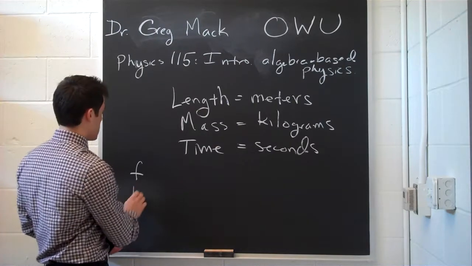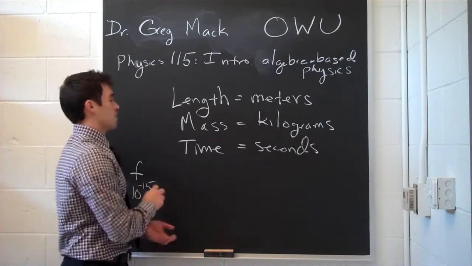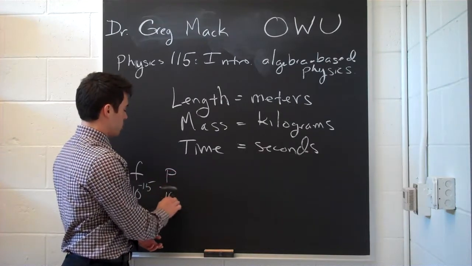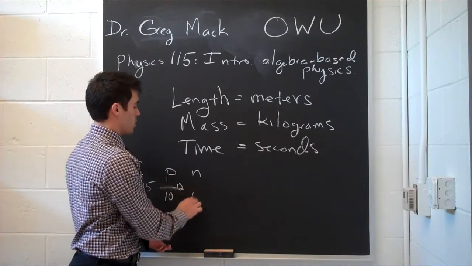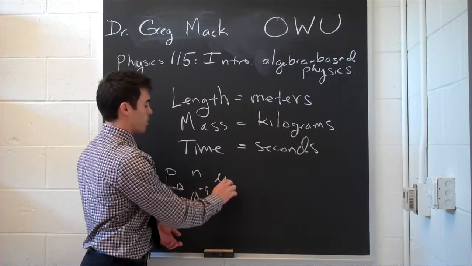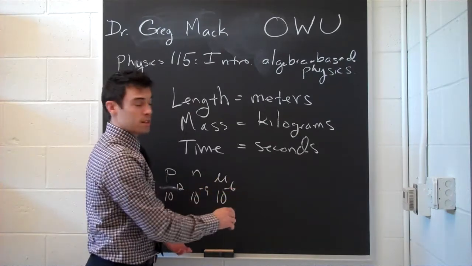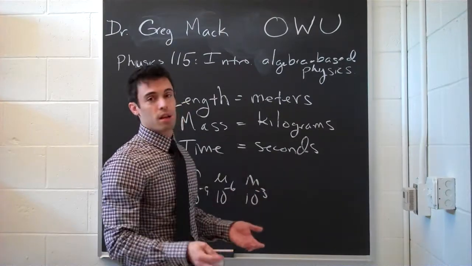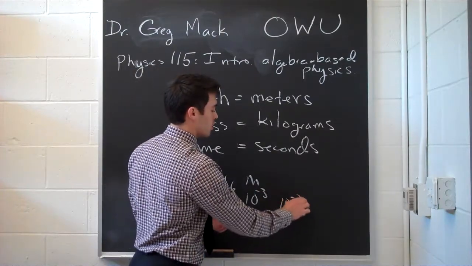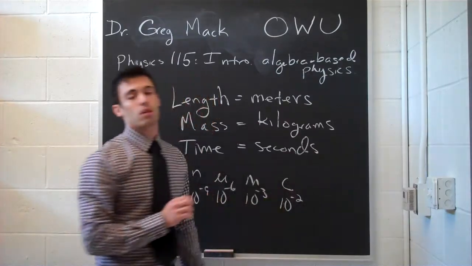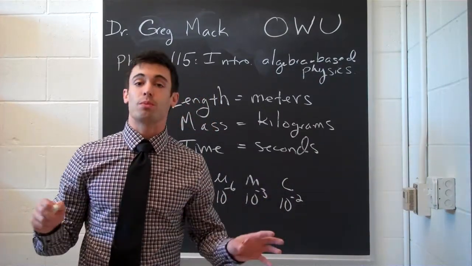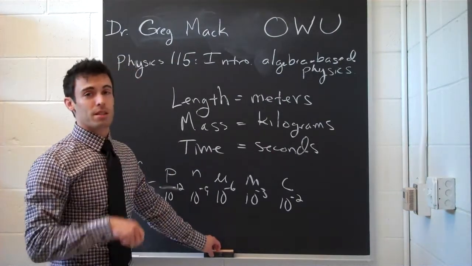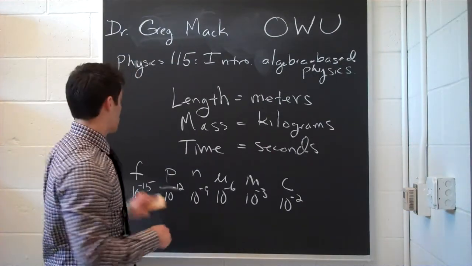meaning 10 to the minus 15, and potentially pico, 10 to the minus 12, nano, 10 to the minus 9, micro, 10 to the minus 6, milli, 10 to the minus 3, centi, 10 to the minus 2, and there are other ones in between there, obviously, but these are the most common ones that we'd be using for stuff that would be less than 1 for the multiplication.